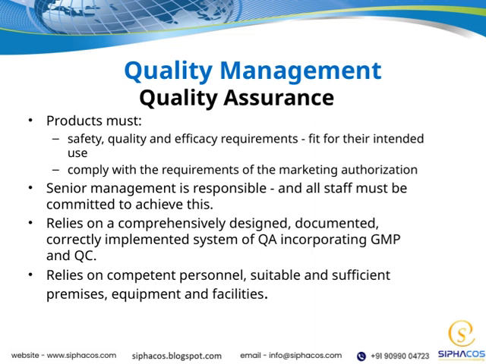The backbone of QA is a thoroughly designed and well-documented system that is correctly implemented. This system incorporates good manufacturing practices, or GMP, and quality control, or QC, to ensure consistency and compliance throughout the production process. Furthermore, the system relies heavily on having competent personnel who are well-trained and skilled. It also depends on having suitable and sufficient premises, equipment, and facilities. These are all vital to maintaining quality at every stage.